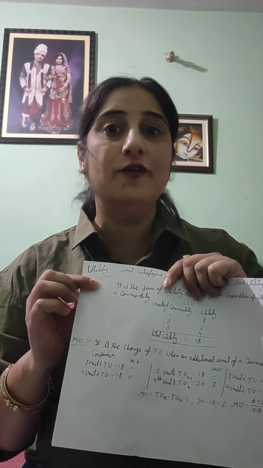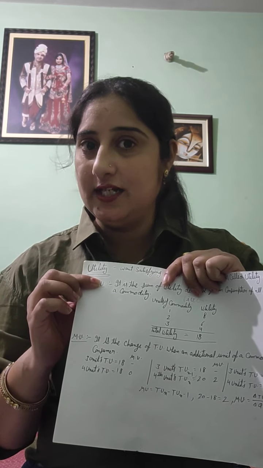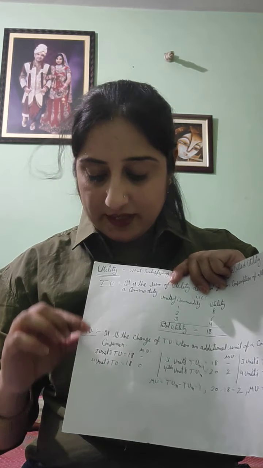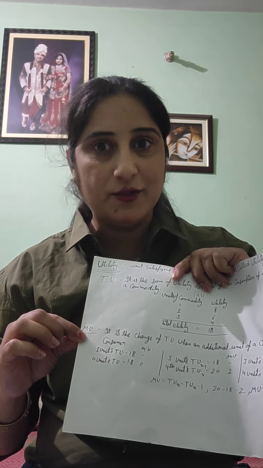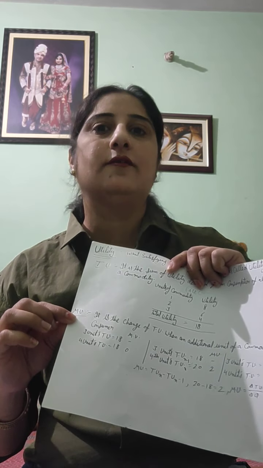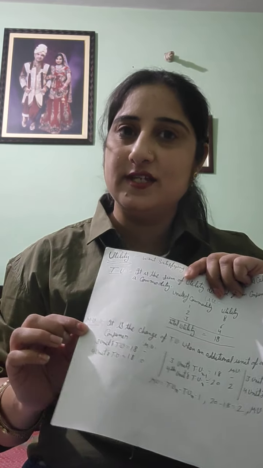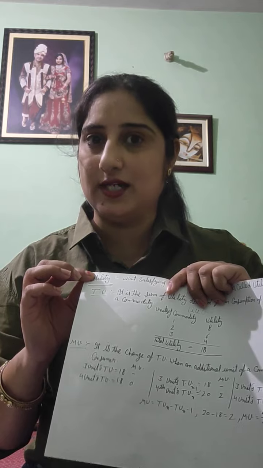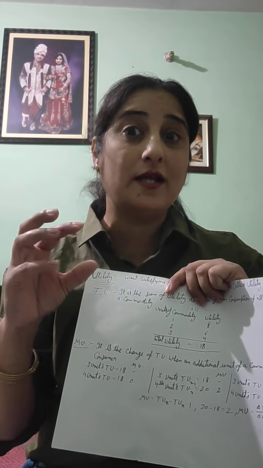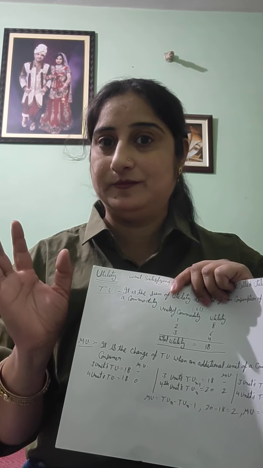In this video we introduce utility, total utility, marginal utility, the relation between total utility and marginal utility, and the law of diminishing marginal utility. But firstly, we introduce utility. What is utility? Students, utility is the want-satisfying power of a commodity.